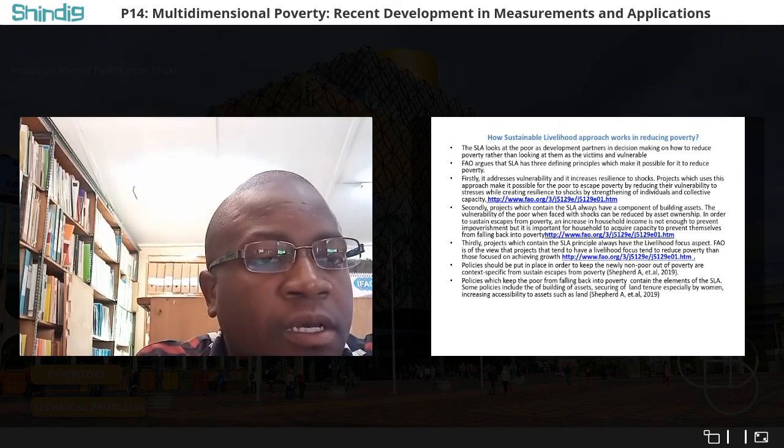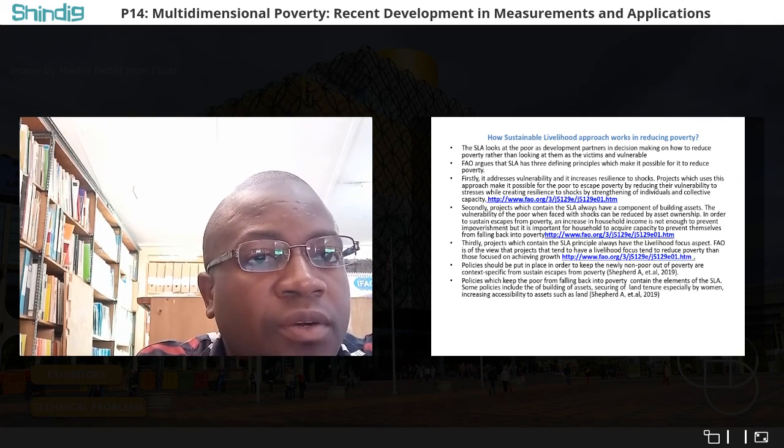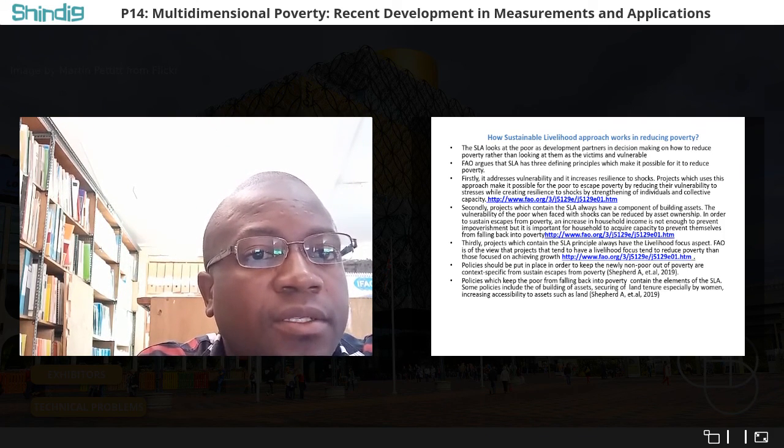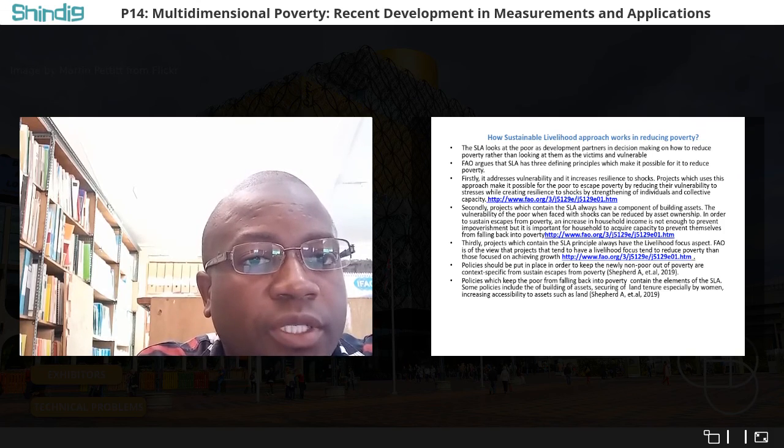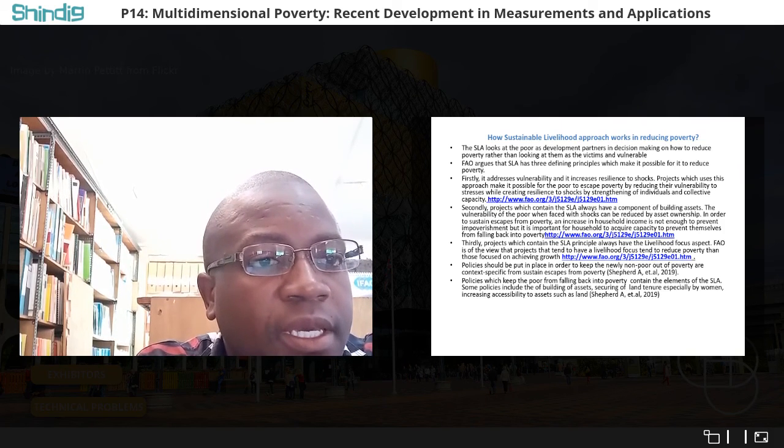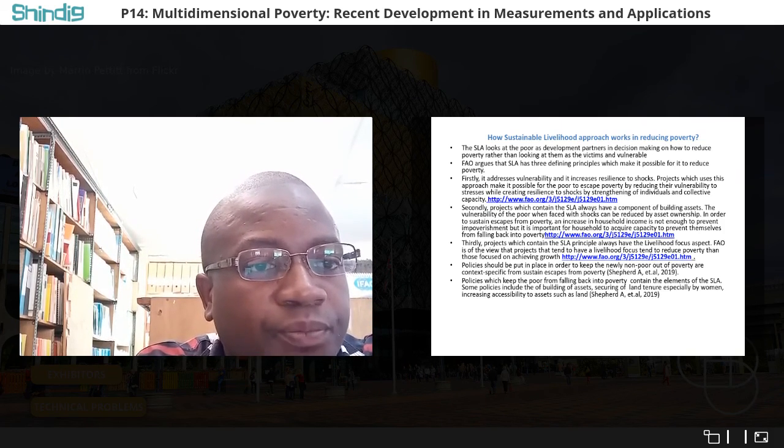In the case of Gambia, the Lowland Agriculture Development Program, which was implemented by IFAD from 1996 to 2014, is one of the cases of sustainable livelihood approaches. The entry point here is still agriculture.